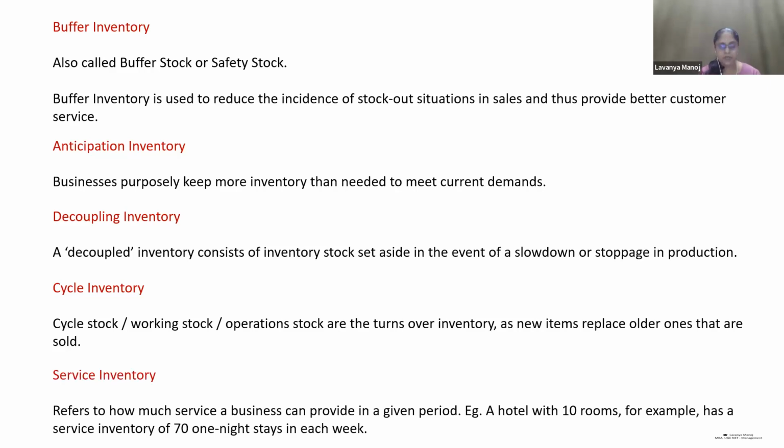So service inventory refers to a service that is completely intangible. It cannot be touched, but can only be experienced and felt. So this is an example I have given.